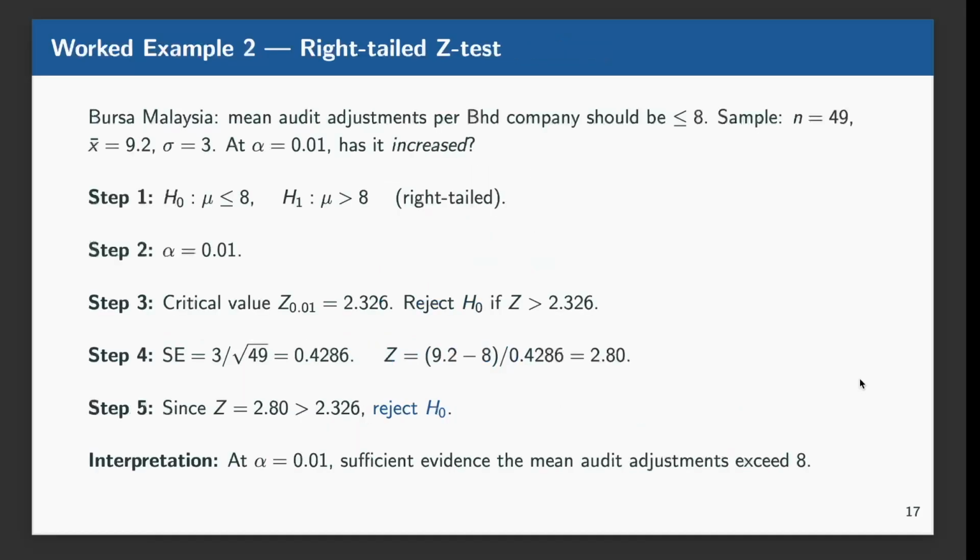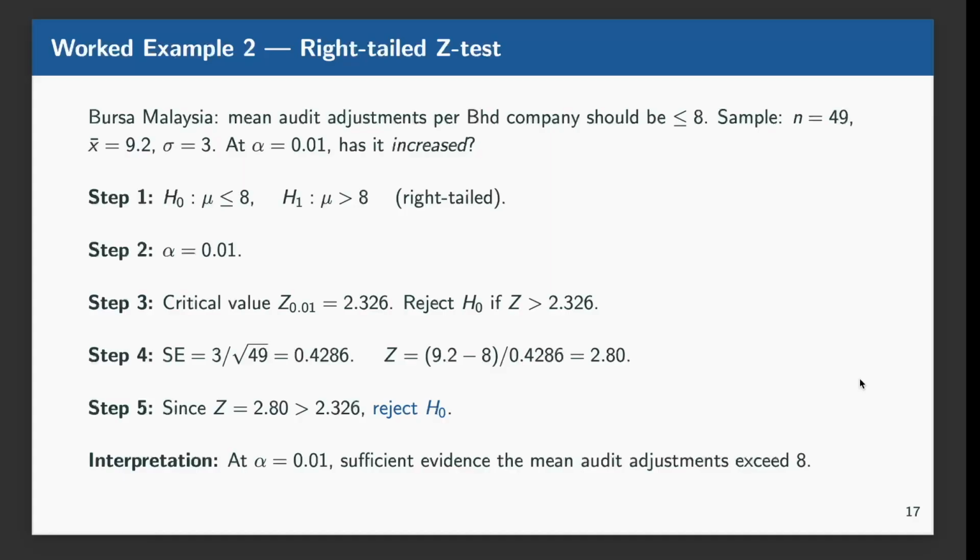Here is a new scenario, this time right-tailed. The exchange regulator expects mean audit adjustments per listed company to be no more than 8. A sample of 49 companies gives X bar equal to 9.2, with sigma equal to 3. At alpha equals 0.01, has the figure actually increased? Step 1. H0: mu is less than or equal to 8.